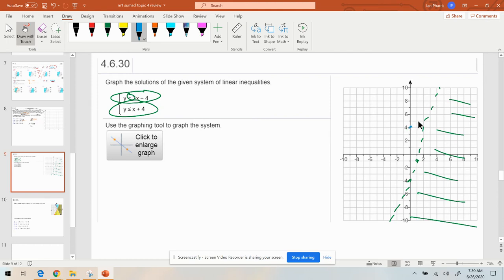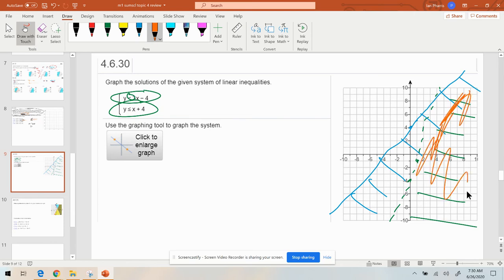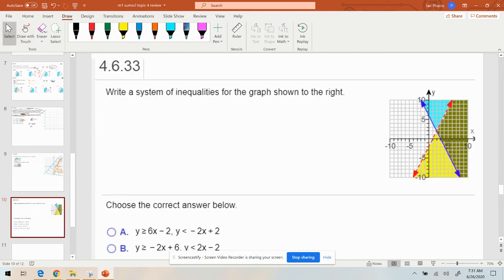So x has a slope of 1, and it's less than or equal to, so it's a solid line, something like that. And the shading for the blue is, again, less than. Where is the intersection? The intersection of the green and the blue is something like that. Okay, so you're going to have to pick off one of those on the test. And it's going to look something like this, hopefully.